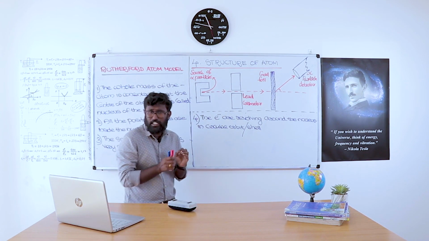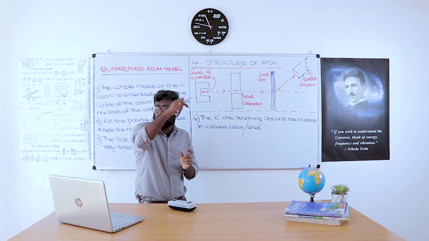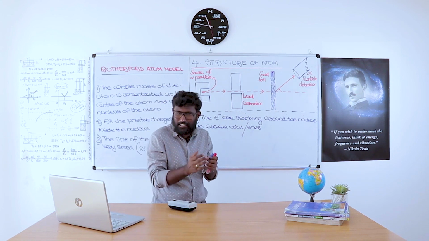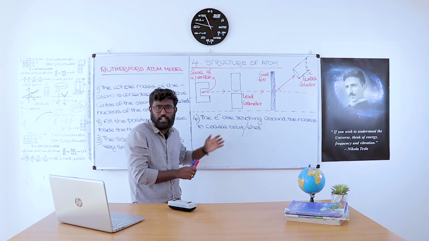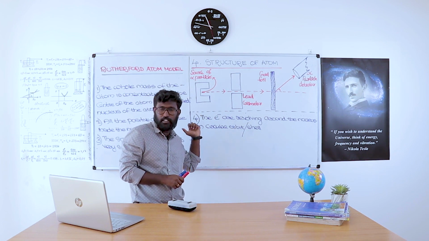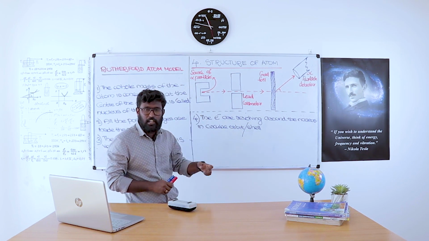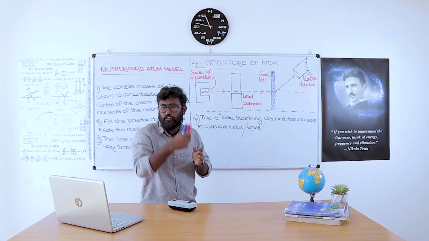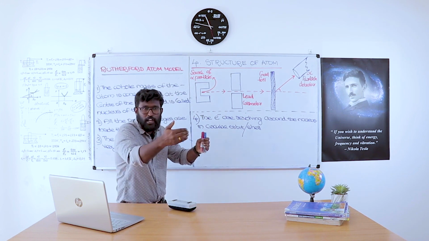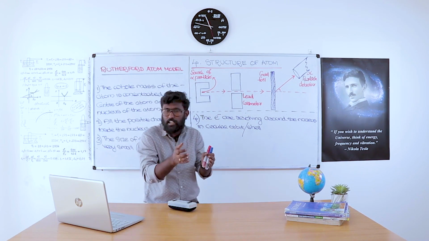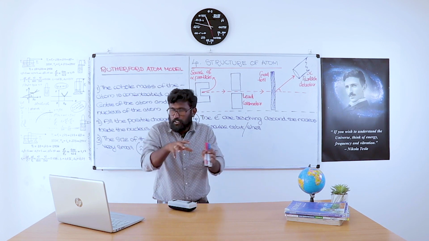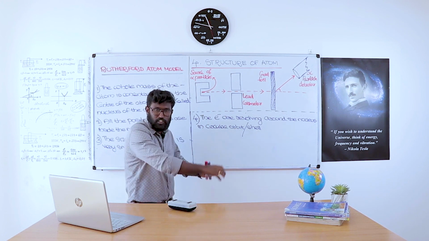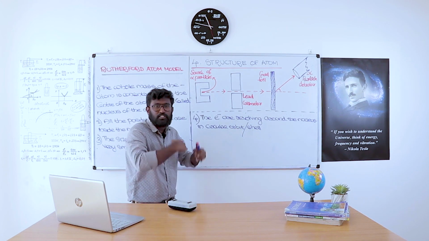So Rutherford clearly explains that the electrons are revolving around the nucleus in circular orbits. That means he gives the correct arrangement. Rutherford gives the correct arrangement of electrons and protons: protons are inside the nucleus and the electrons are revolving around the nucleus in circular orbits. This thing J.J. Thomson failed to explain. So J.J. Thomson failed to explain the arrangement of protons and electrons inside the atom. But Rutherford clearly explains that protons are inside the nucleus and the electrons are revolving around the nucleus in circular orbits.